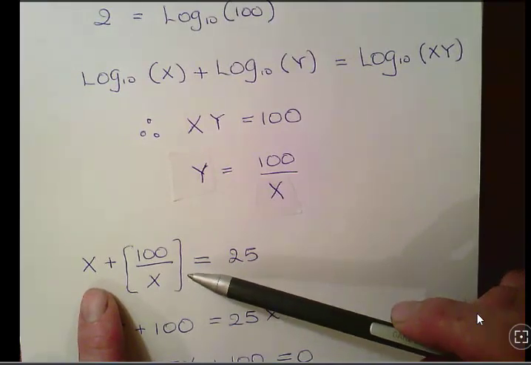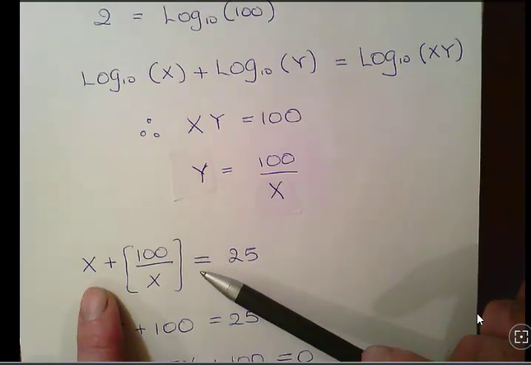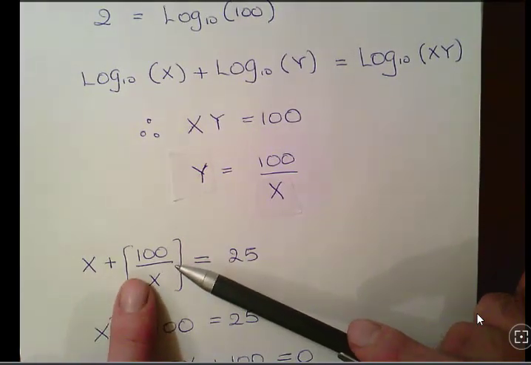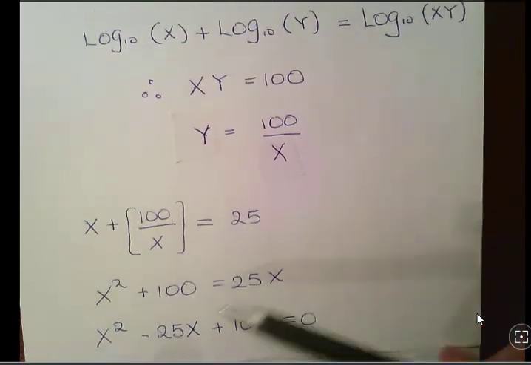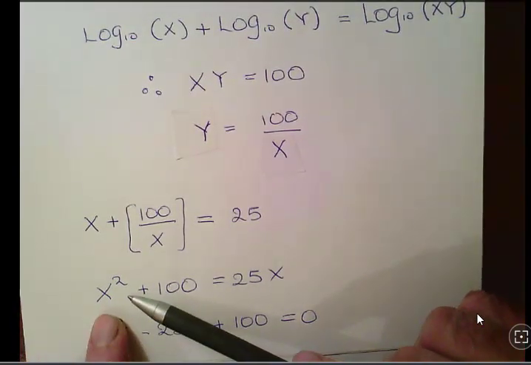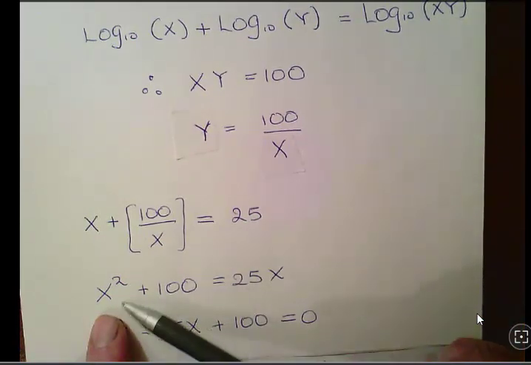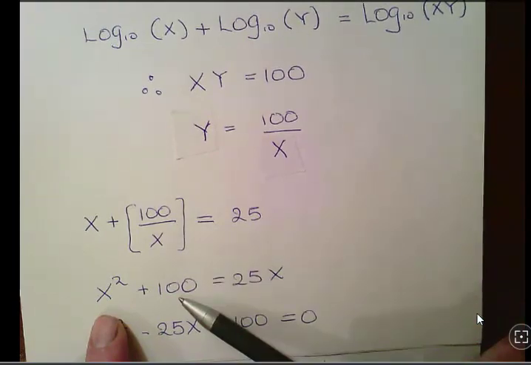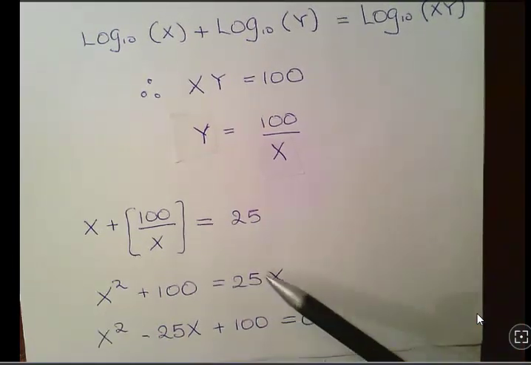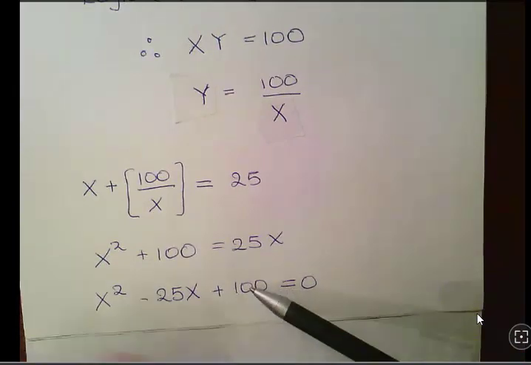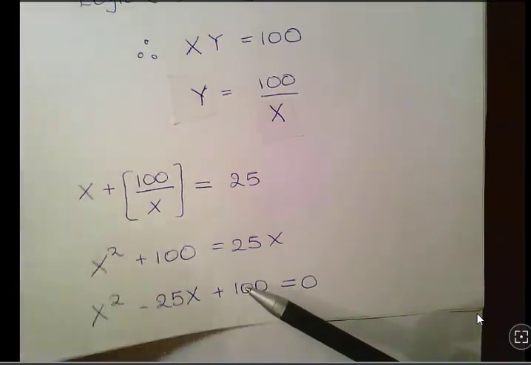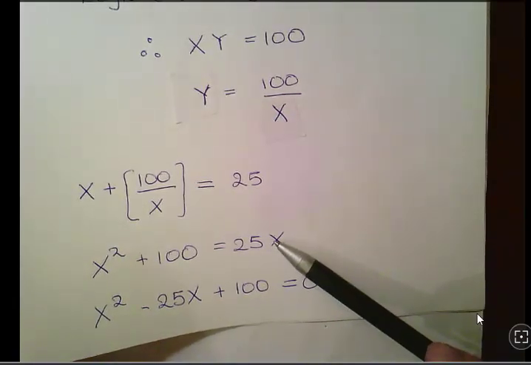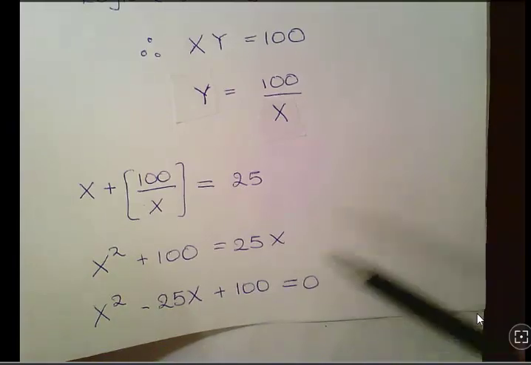Above we had x plus y is equal to 25. Substituting 100 over x in place of y, we have x plus 100 over x is equal to 25. Multiply each expression by x. So we have x squared plus 100, since 100 over x times x is simply 100, equals 25x. Re-expressing that, we have a little quadratic expression: x squared minus 25x plus 100 is equal to 0. From the line above, we subtract 25x from both sides.